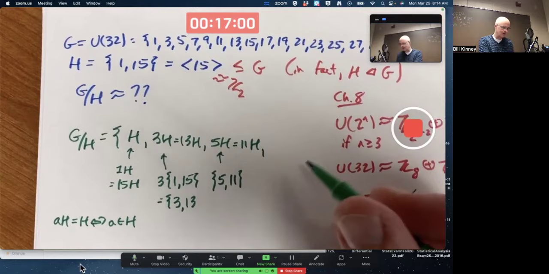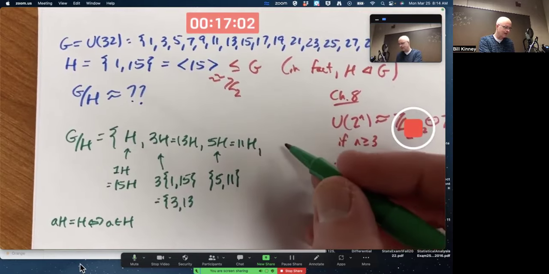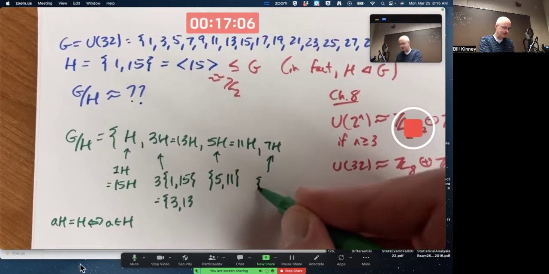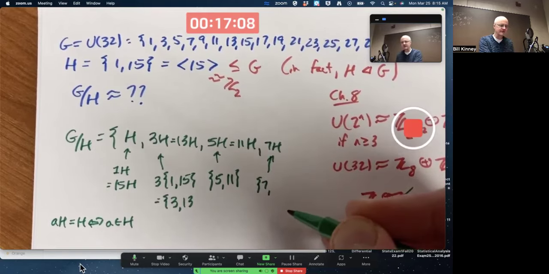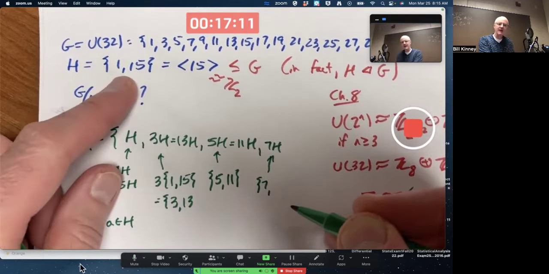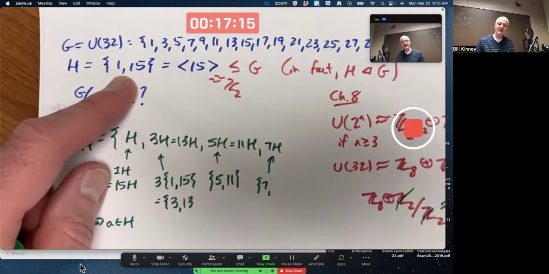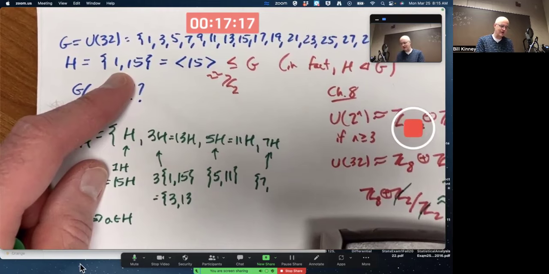Run out of room here. I'll have to keep going down this way. We also have 7H. It consists of 7 times 1 and 7 times 15. 7 times 15 in ordinary arithmetic is 105. Okay, 105 mod 32. 32 goes into 96.